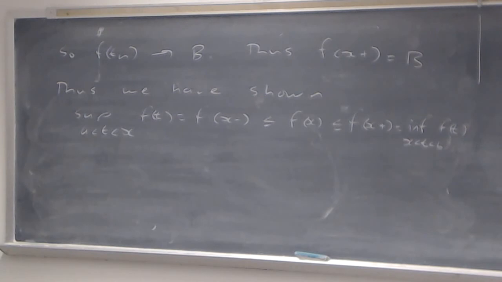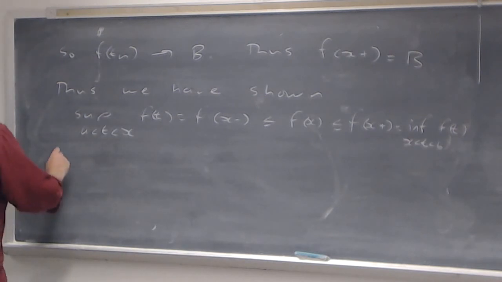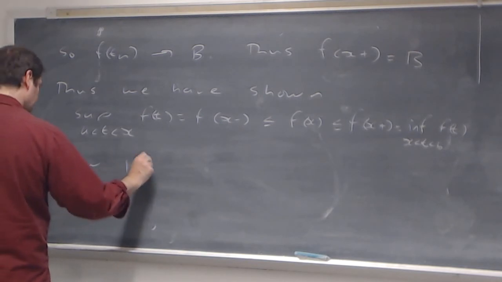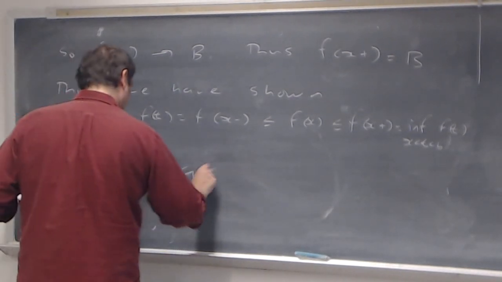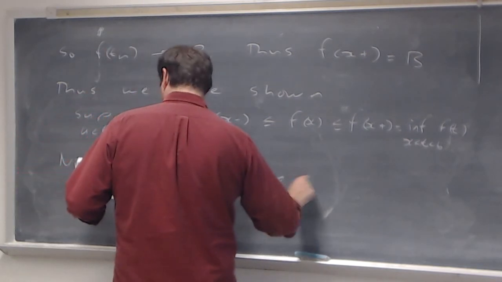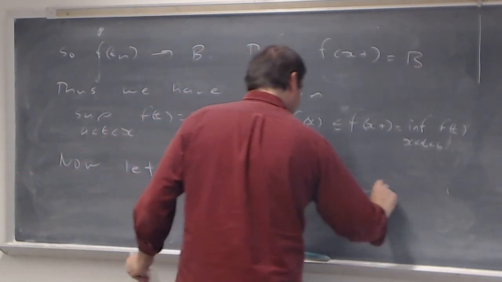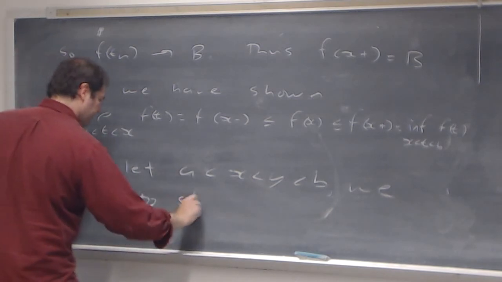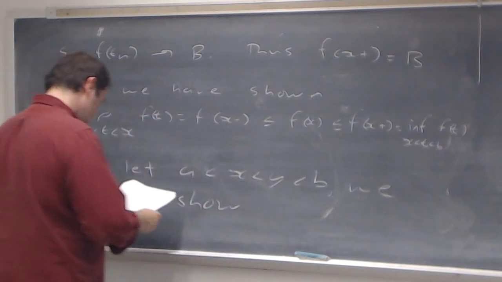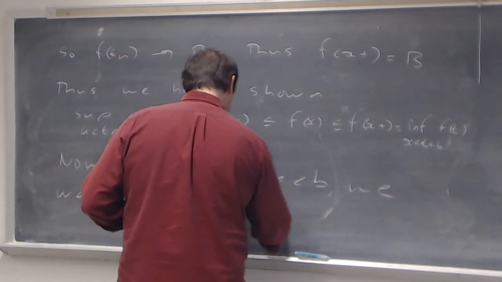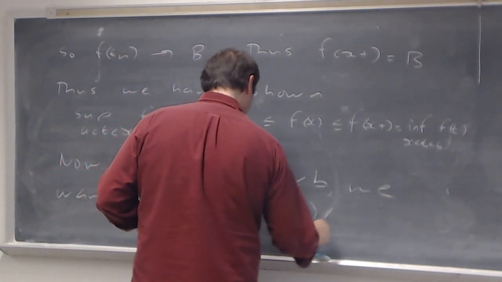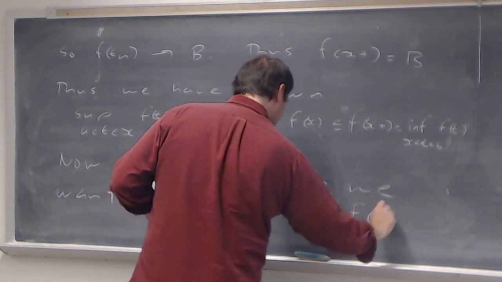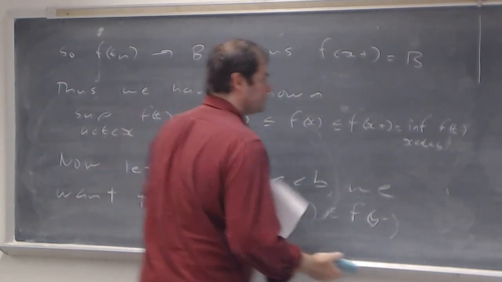So there's only one little part left of the proof, and here's what that is. The final statement of the theorem is what we need to prove. Let a be less than x, be less than y, be less than b. We want to show f of x plus, so the right-hand limit, is going to be less than or equal to the left-hand limit at y.